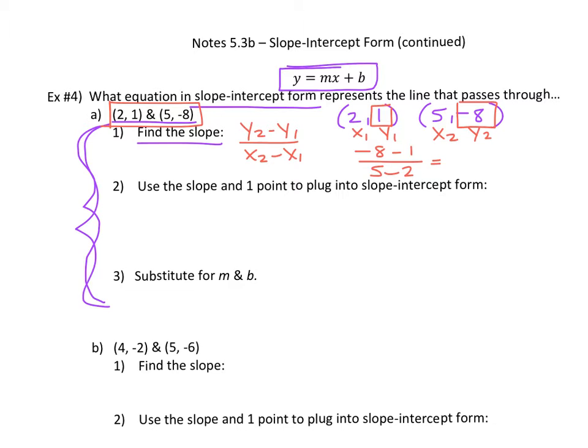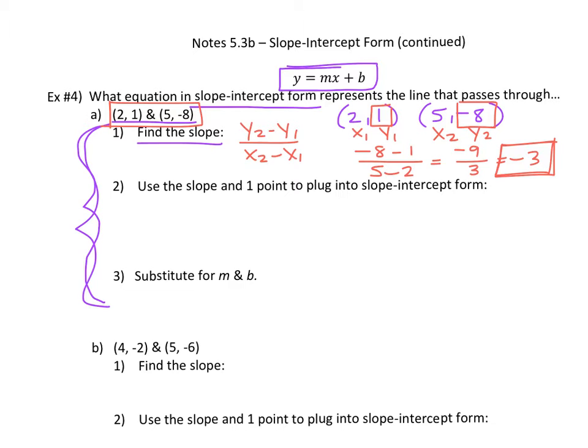Okay, so let's simplify that. Negative 8 minus 1 is negative 9. 5 minus 2 is 3. What's negative 9 over 3? Negative 3. Okay, so that's step 1, find the slope. We're gonna use that negative 3 in the rest of the problem.